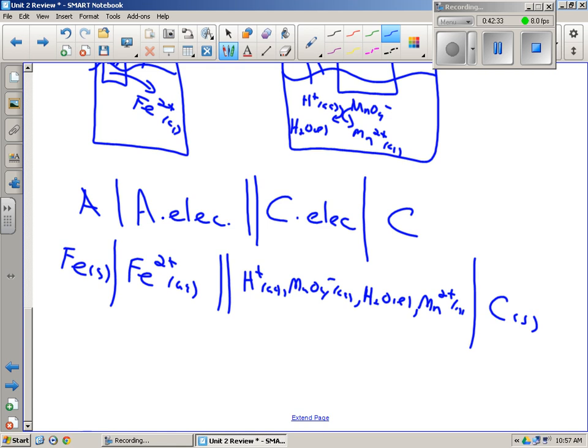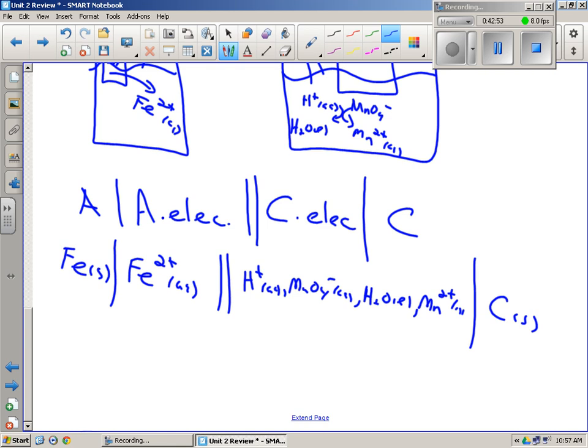Yeah, we just put it in there because that's what it forms from the cathode half reaction. So I know it's already in there, but that's part of it. Yeah. All right. Good. Okay, that's that. Oh, no, it's not good.